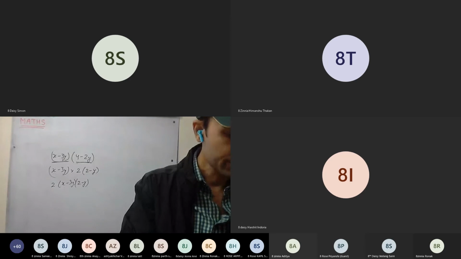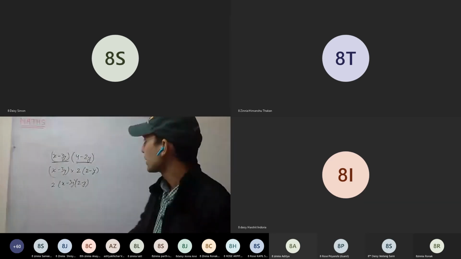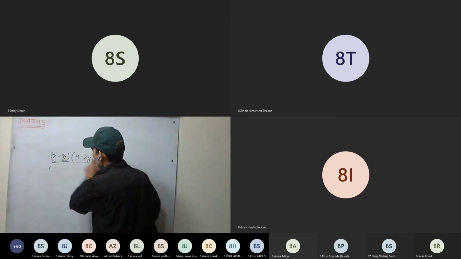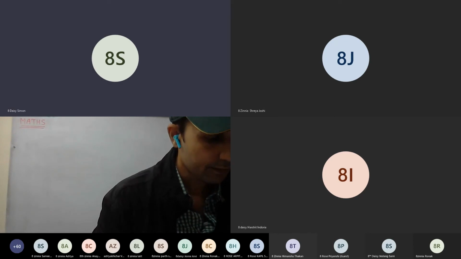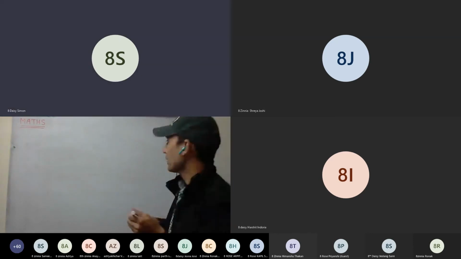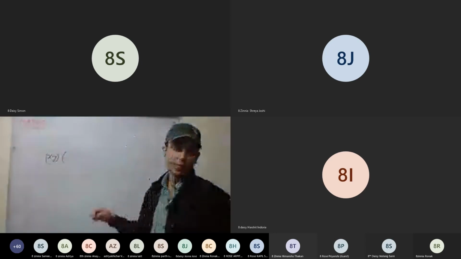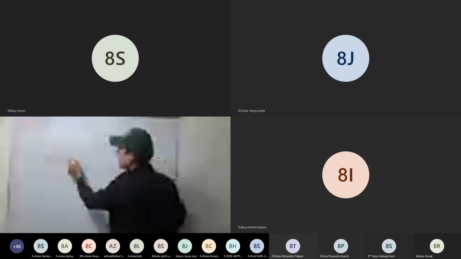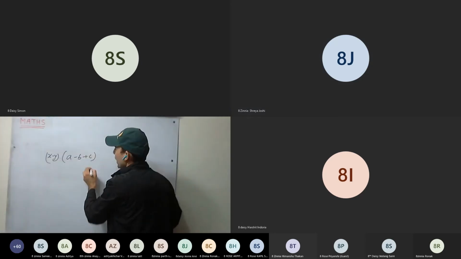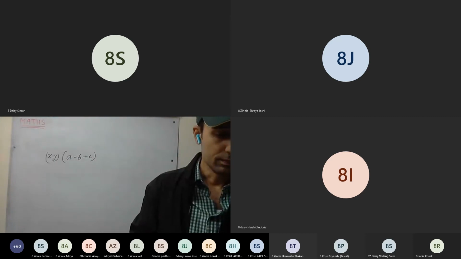Okay, now seventh you do. Seventh, what will be the common among these three terms? x minus y. So what will remain inside the bracket? x minus y. Now, what will remain? a minus b plus c. Anyone who hasn't got this answer? Anyone in class?